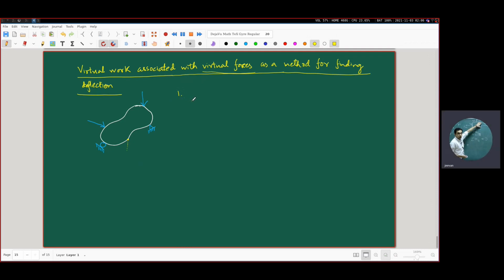First step is that you consider the three-dimensional body, but you consider it to be completely unloaded. So basically you remove this force, you remove this force. What we are going to do is consider this.